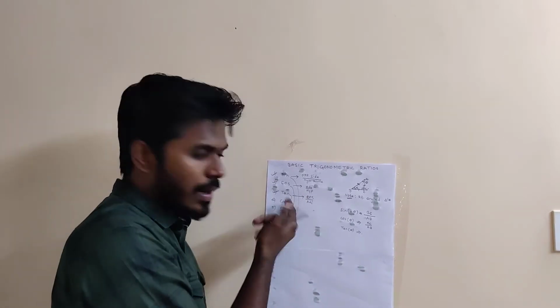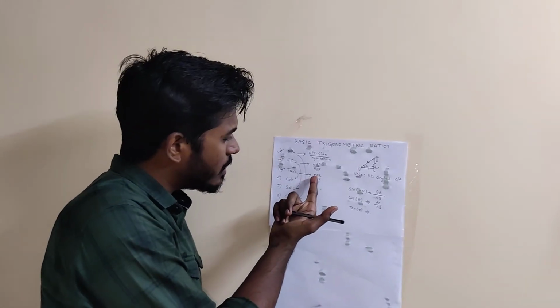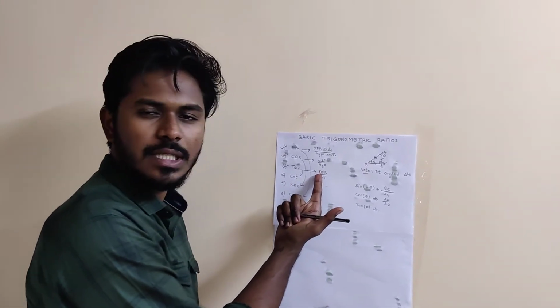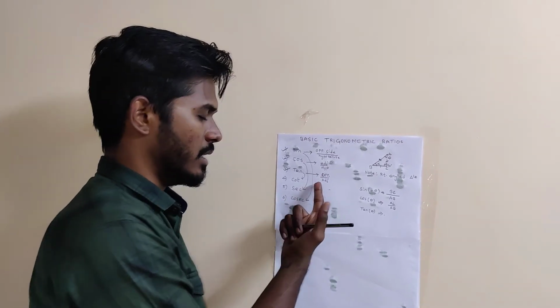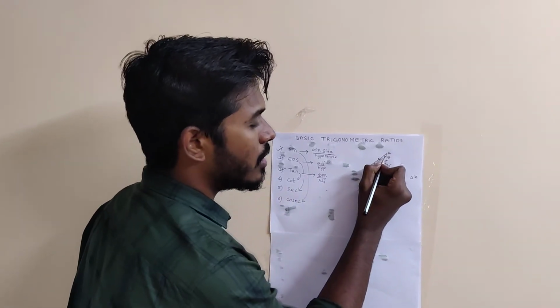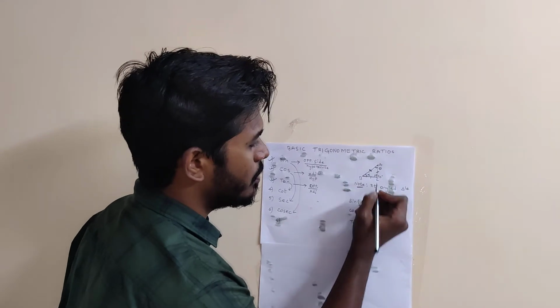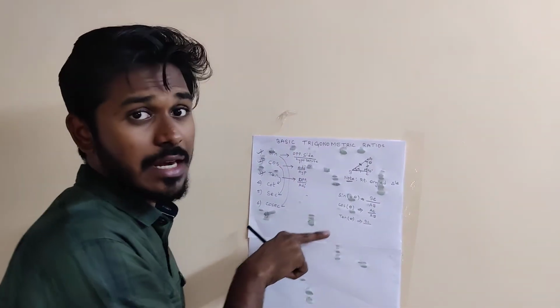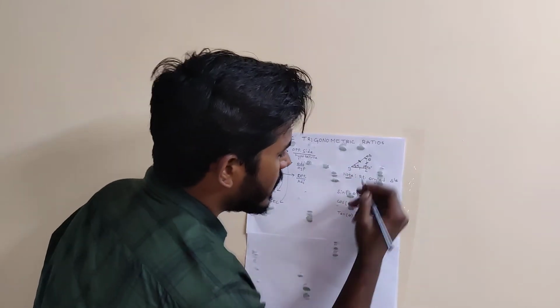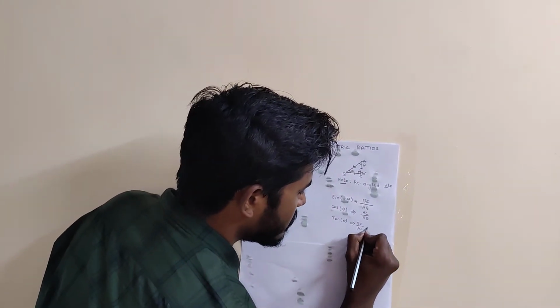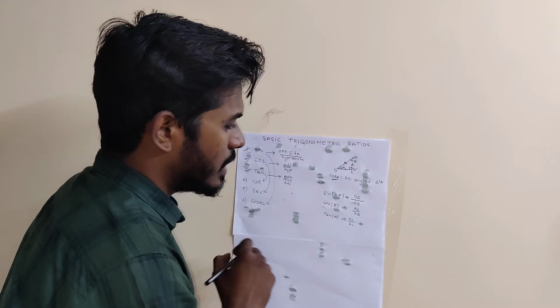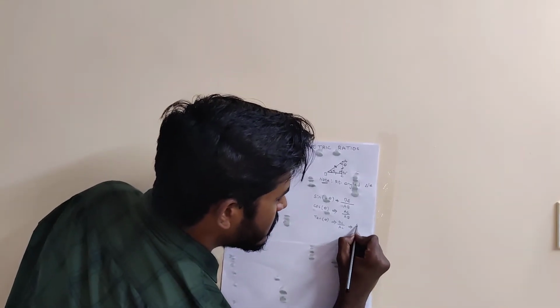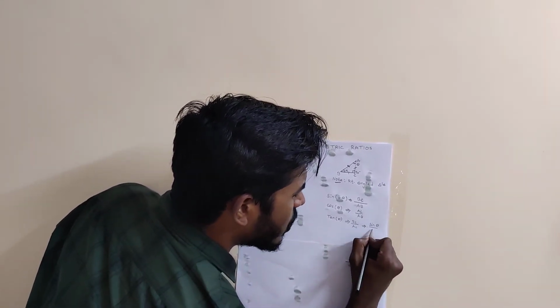What is tan theta? By basic definition, tan theta is defined as the ratio of opposite side divided by adjacent side. So what is the opposite side for angle theta? BC. And what is the adjacent side for angle theta? AC. So can we write it as sin theta by cos theta?